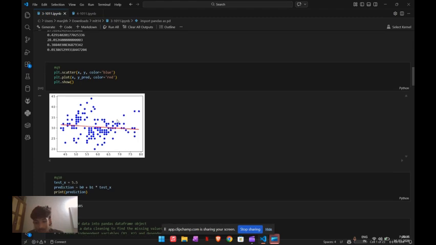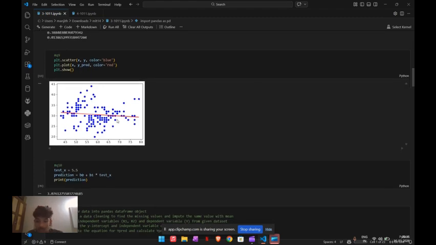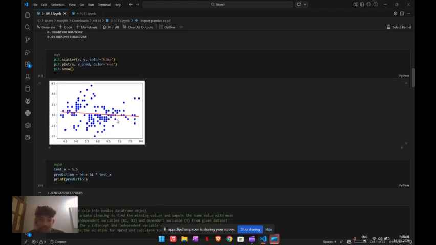Logistic regression is used for classification problems instead of predictions of continuous values. It uses a sigmoid function to convert the output into probabilities between 0 and 1. Based on the probability value, the model classifies the data into different categories.